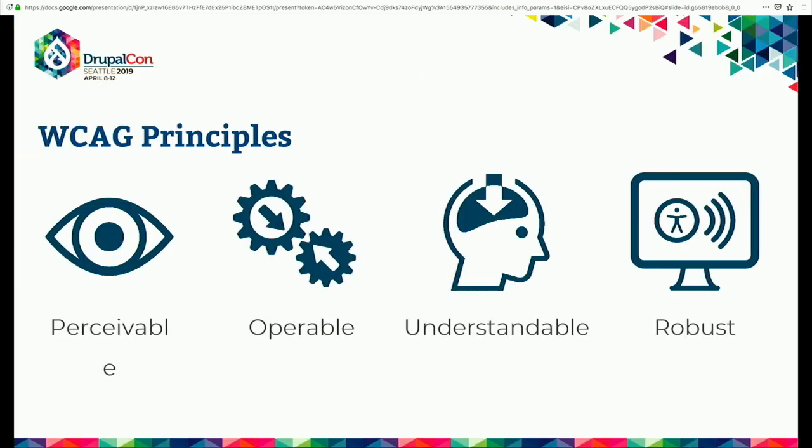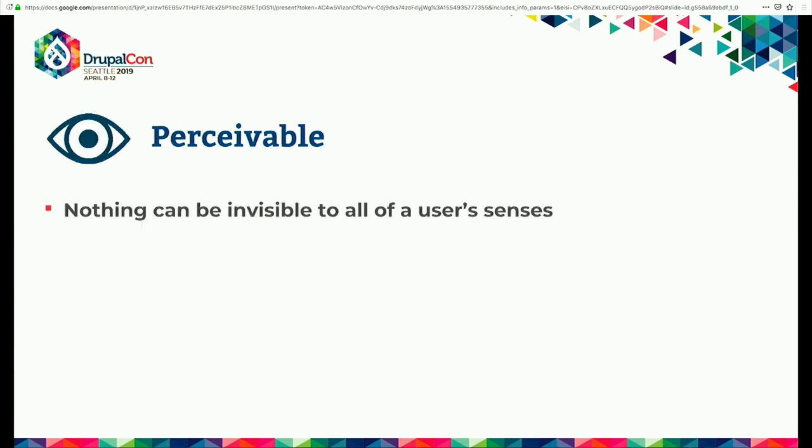So the WCAG divides its guidelines into 4 principles: perceivable, operable, understandable, and robust, or POUR for short. I'll be giving a brief overview of these principles, as well as calling out some of the new additions that are in WCAG 2.1. So the first one is perceivable. Information and user interface components must be presentable to users in a way that they can perceive. So whether it's their senses or their devices, such as a screen reader, users must be able to get your information in some way, shape, or form.